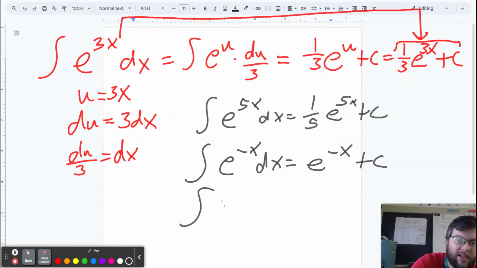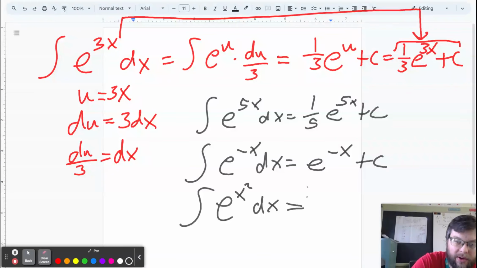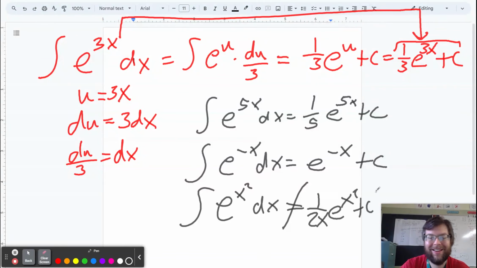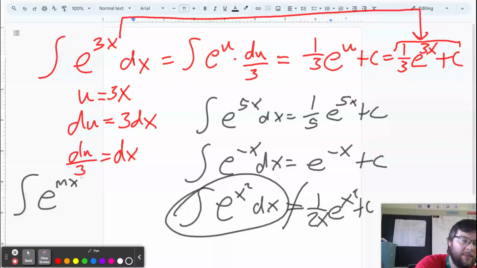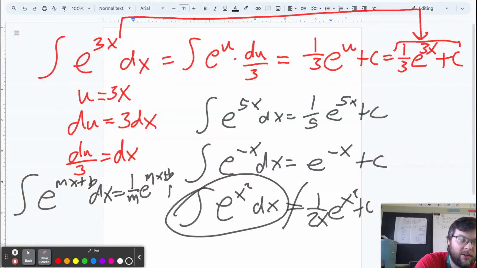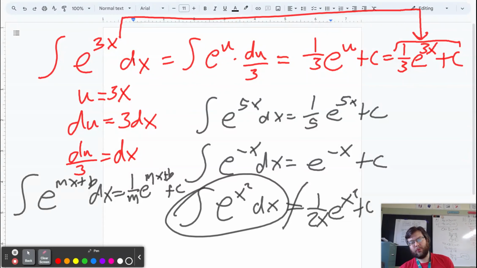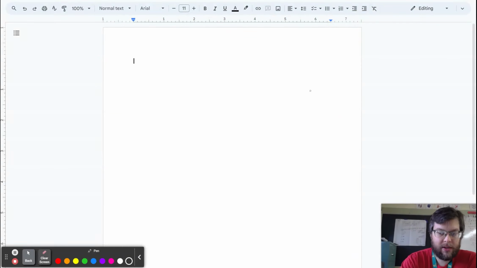If I did the integral of e to the negative x dx, it would be negative e to the negative x plus c. If I did the integral of e to the x squared dx, it would absolutely not be 1 over 2x e to the x squared plus c. In fact, you can't do this integral with an elementary technique. And I don't mean elementary as in easy, I mean elementary as in functions that we know. You can only do it if there are linear terms in the exponent. So one last example, if I did e to the mx plus b, then I would have 1 over m e to the mx plus b plus c. Okay? So that's important.